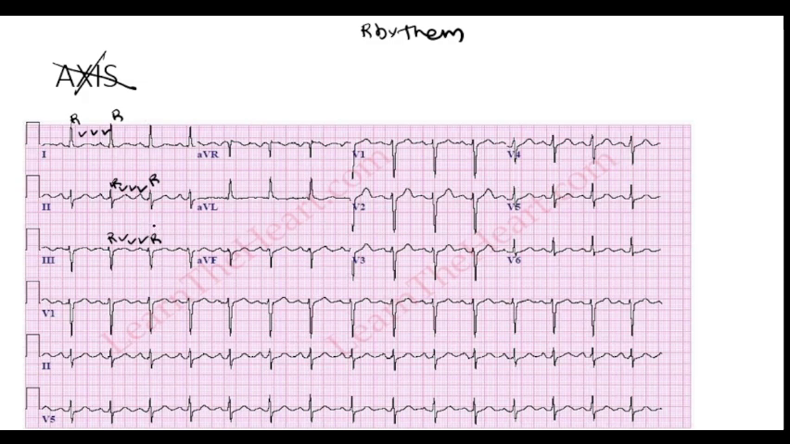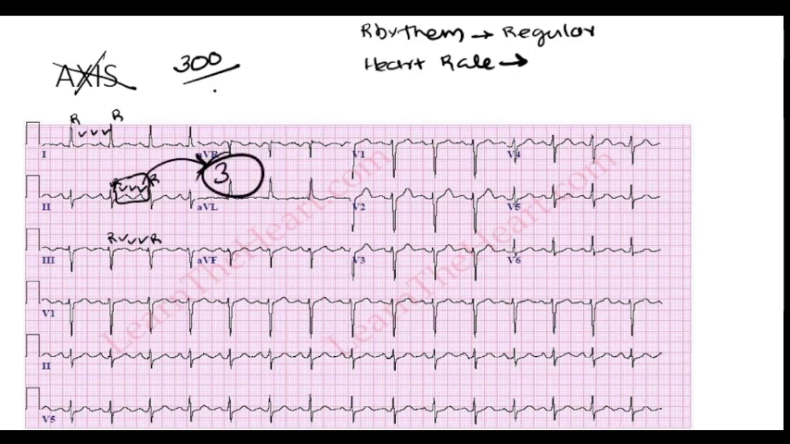So what does it mean? It means the rhythm is regular. Now after rhythm, our priority is to calculate the heart rate. If the rhythm is regular, as you know, the formula to calculate heart rate is 300 divided by the number of large boxes. In our case, the number of large boxes is 3. So 300 divided by 3 is 100. So 100 beats per minute is the heart rate of the ECG you are seeing now.